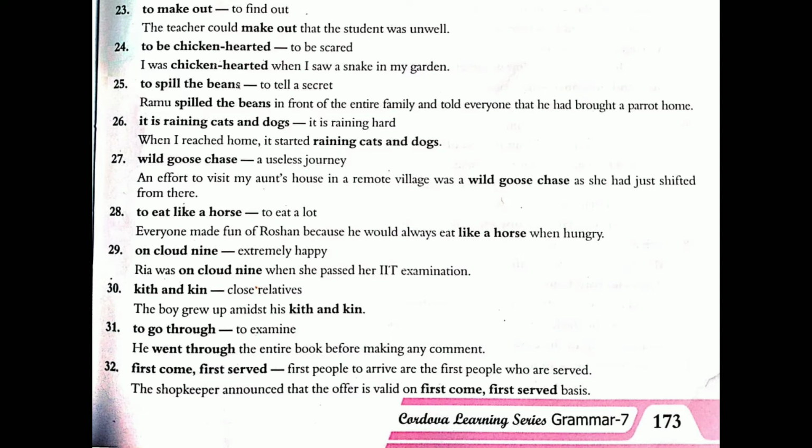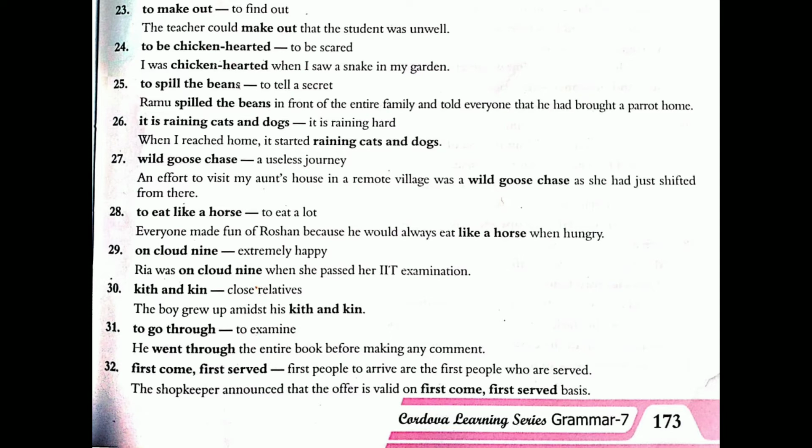Number 24, to be chicken hearted, to be scared. The meaning is what? Chicken hearted. You must have seen how chicks are very scared and run away. So chicken hearted means very scared of anything, or having a fearful heart. I was chicken hearted when I saw a snake in my garden. So you feel a kind of scary moment or feeling.